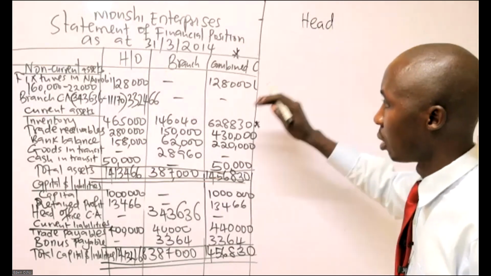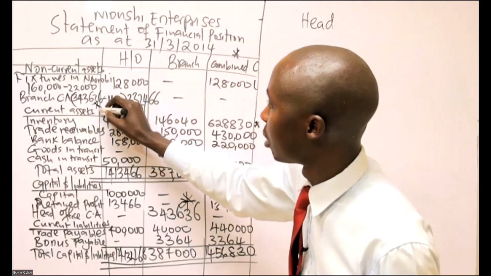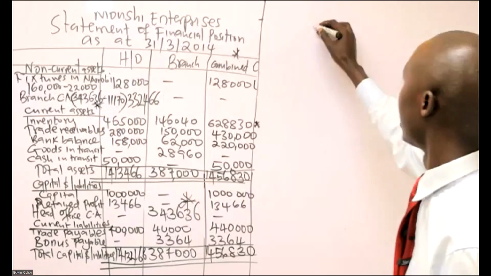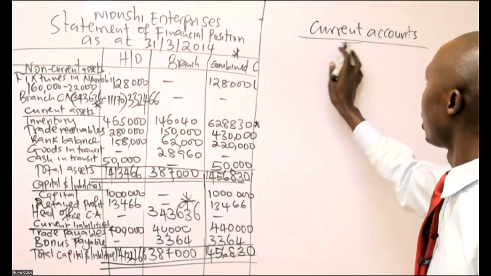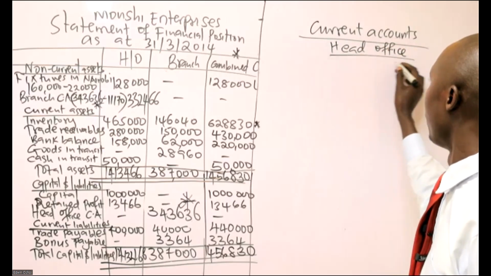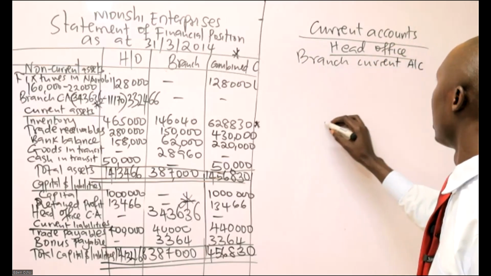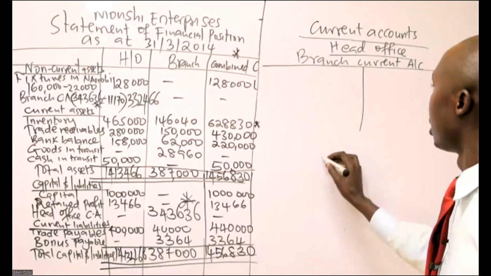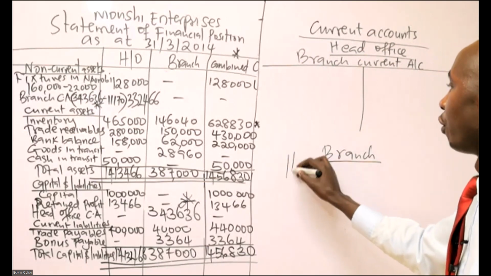So I want to do current accounts. These are scenarios you can do a working to arrive at these figures. So the current account. So head office maintains which account? Head office maintains branch current account. Then the branch maintains the head office current account.